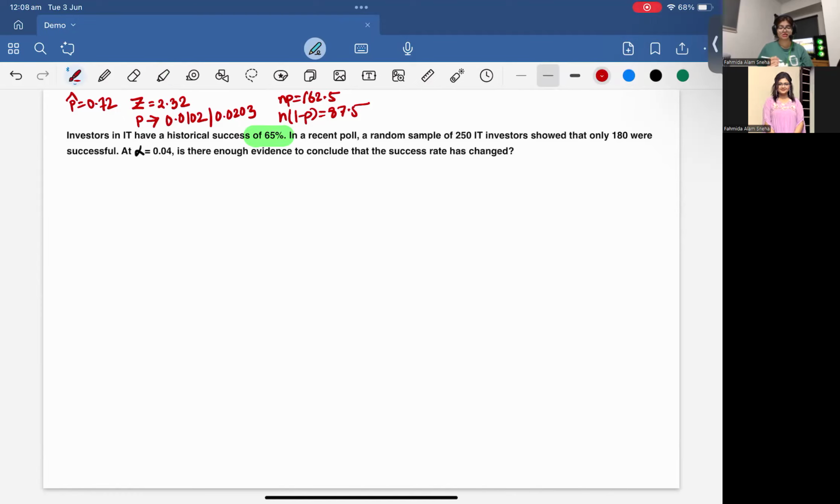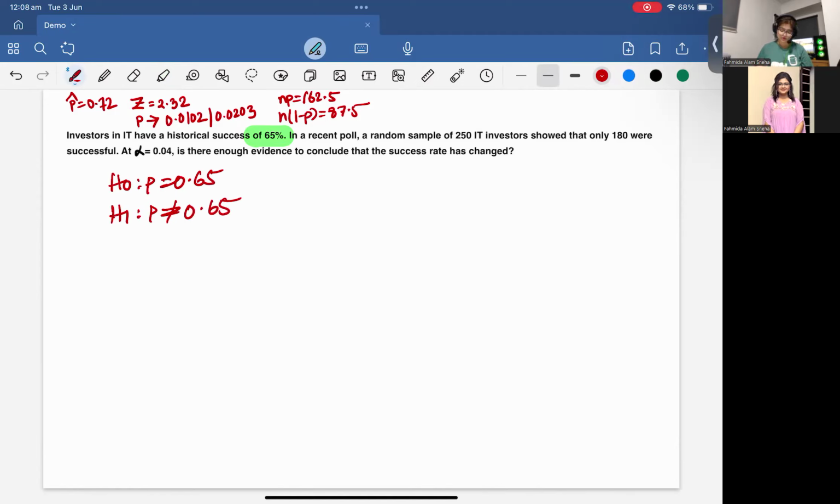So now we can conduct the null hypothesis and the alternative hypothesis. Null hypothesis is p equals 0.65. So the alternative hypothesis will be p is not equal to 0.65.